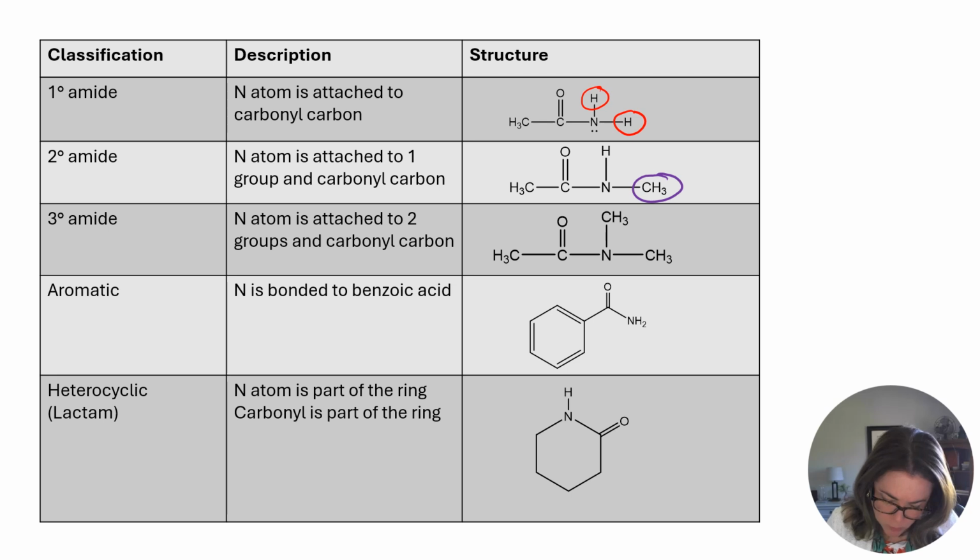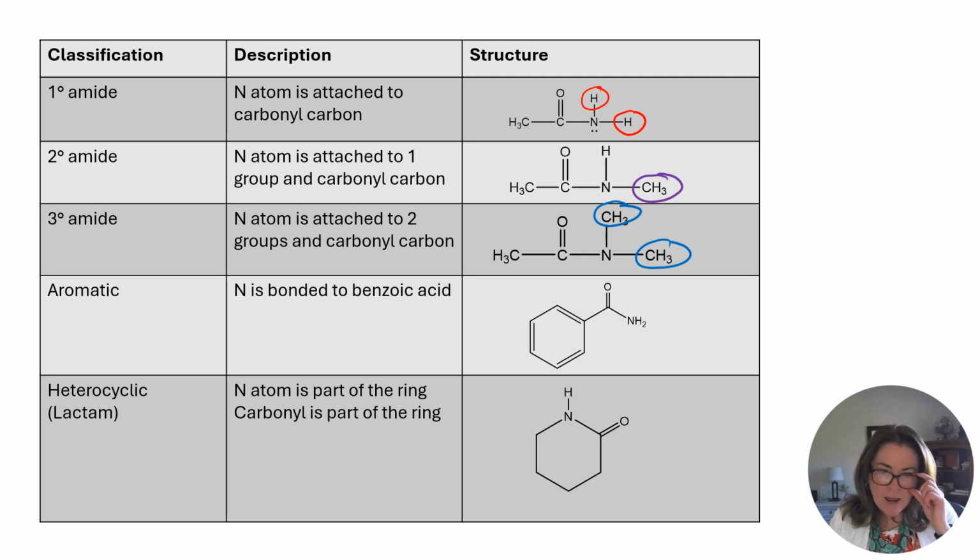Next is tertiary, and you guessed it. I'm looking again at that nitrogen, and I have two groups attached to that nitrogen. And so that is going to make that a tertiary amide. And here is my tertiary amide. I'm looking right here at my nitrogen, and I'm looking to see how many groups are attached to that nitrogen, and it is attached to two R groups. And then it's also attached to the carbonyl. Okay, so primary, secondary, tertiary.